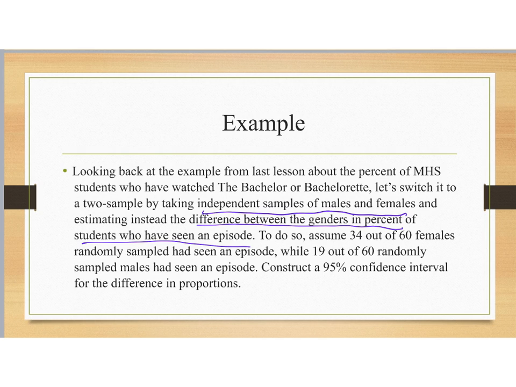Okay, so there's your 2 proportion z interval. Difference in proportion right here. We use the word percent in this example, but either way, it's the same here between percent and proportion. So to do so, assume 34 out of the 60 females that have randomly been sampled have seen an episode. So what we would have there then is p hat sub female equals 34 out of 60, and 34 out of 60 is approximately 0.57.